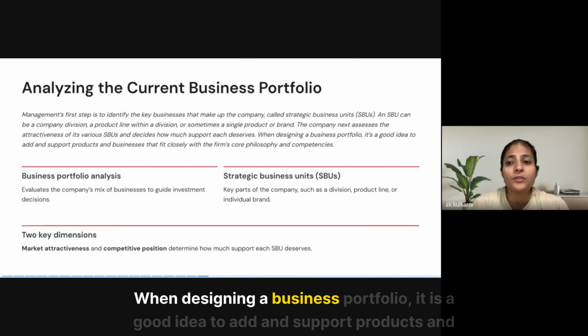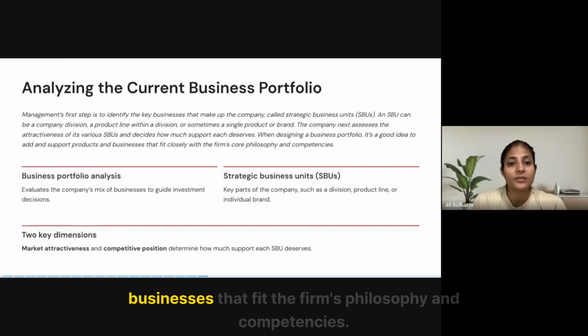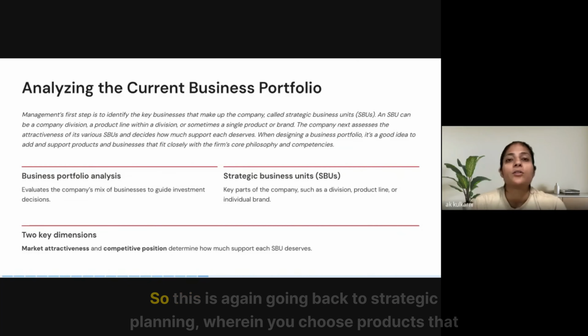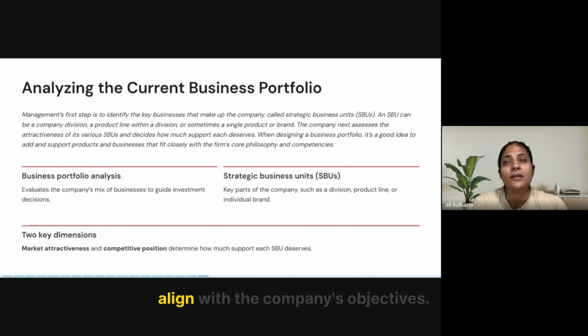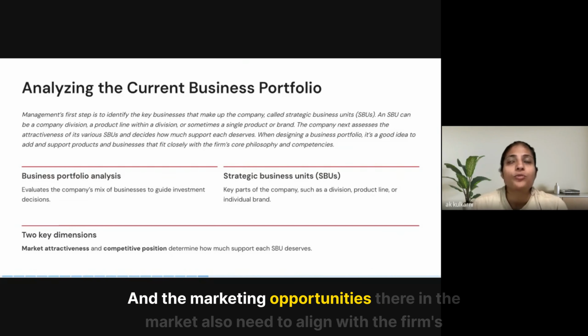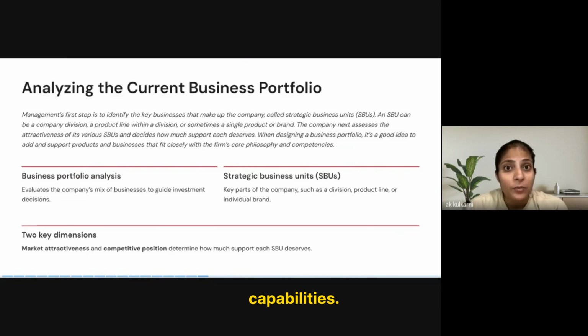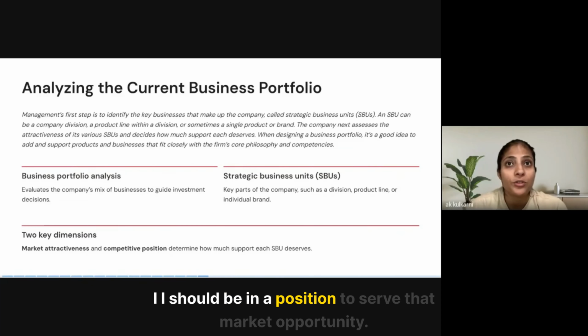When designing a business portfolio, it is a good idea to add and support products and businesses that fit the firm's philosophy and competencies. So, this is again going back to strategic planning, wherein you choose products that align with the company's objectives, and the marketing opportunities there in the market also need to align with the firm's capabilities. I mean, I should be in a position to serve that market opportunity.